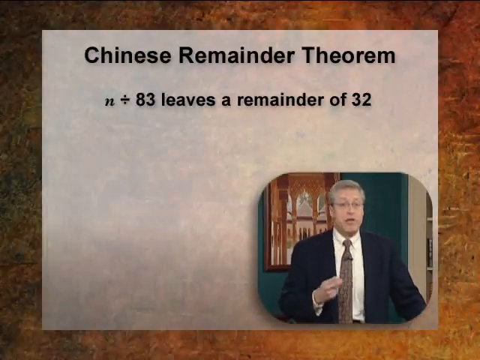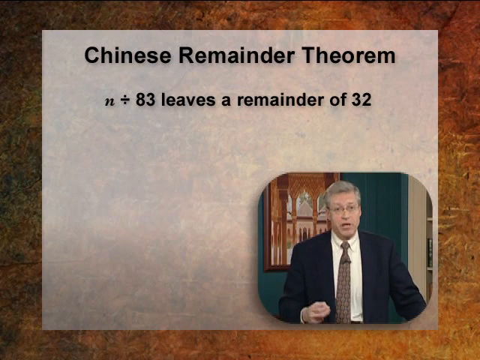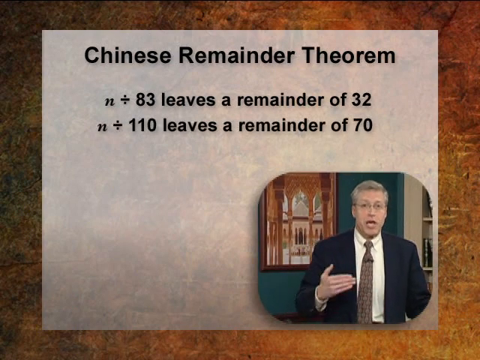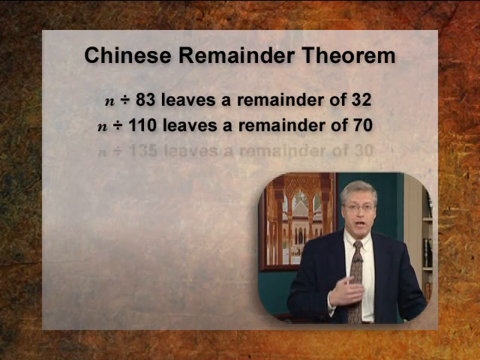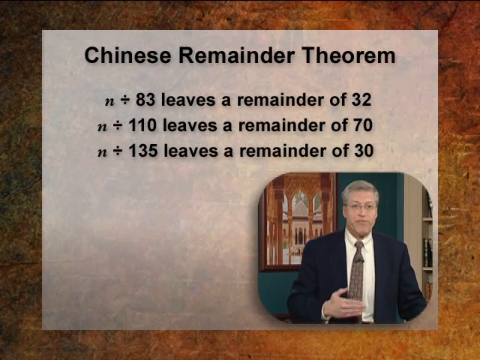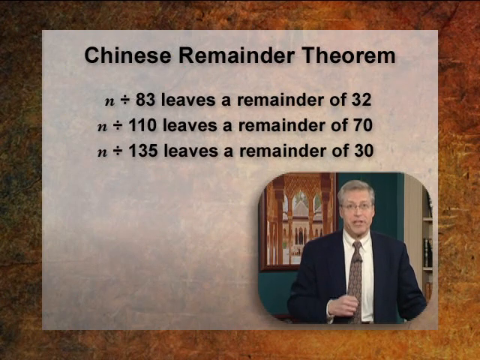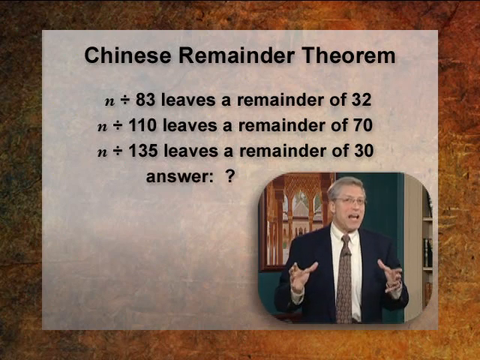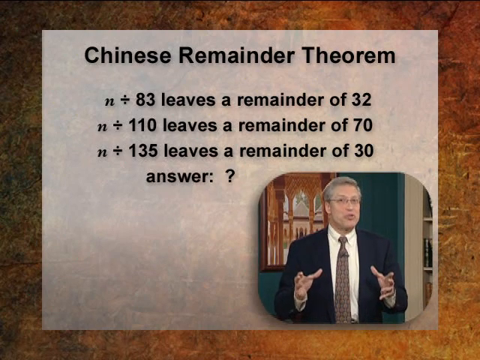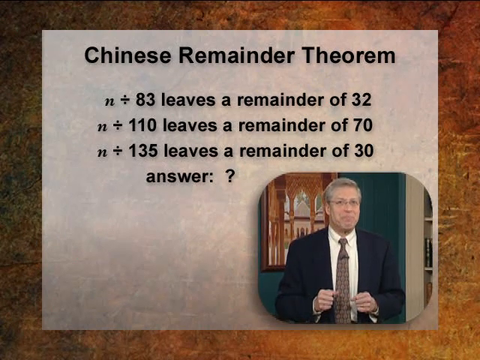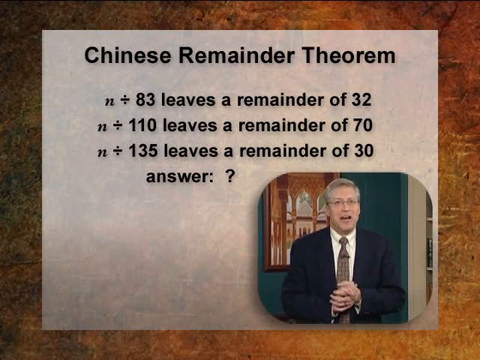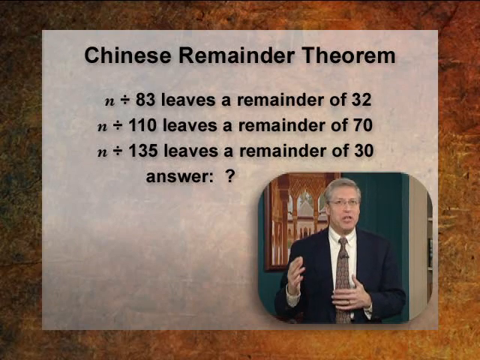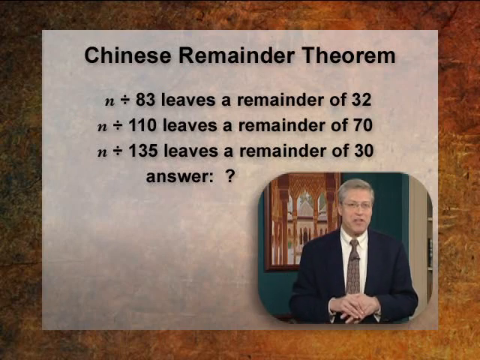In other words, what we want is the smallest positive number, so that if we divide it by 83, the remainder is 32. If we divide it by 110, the remainder is 70. And if we divide it by 135, the remainder is 30. And I'll leave that out there as a problem for you to work on. I'll give you a hint. The number lies somewhere between 20,000 and 30,000.